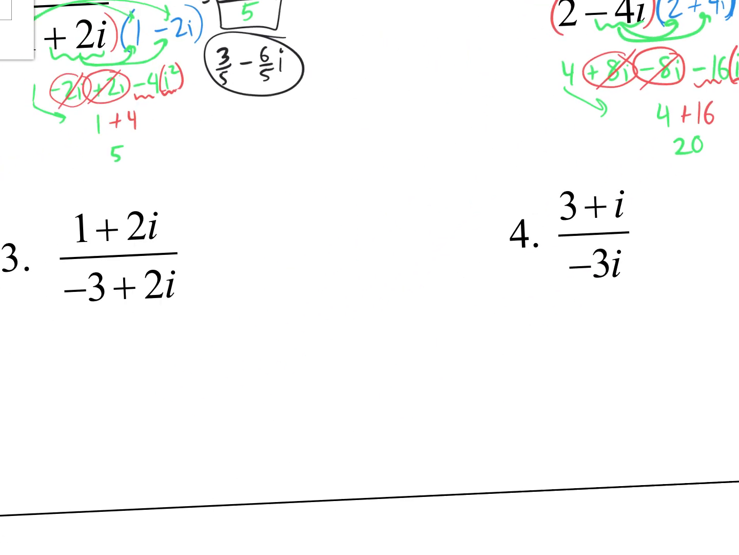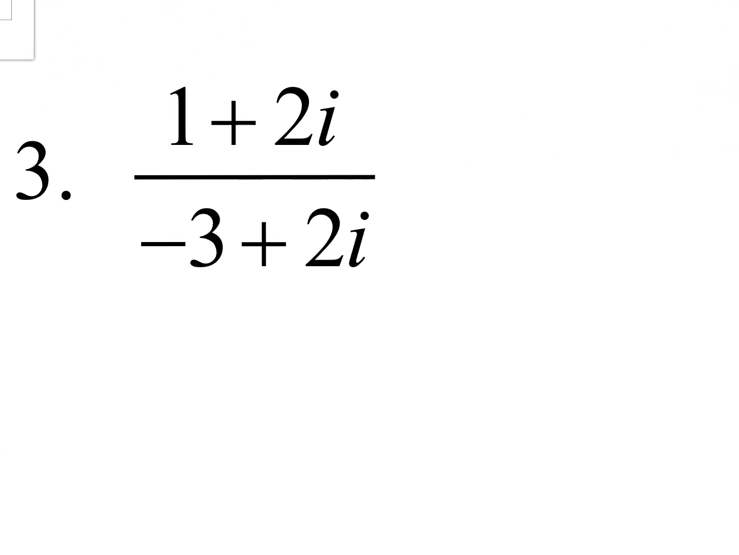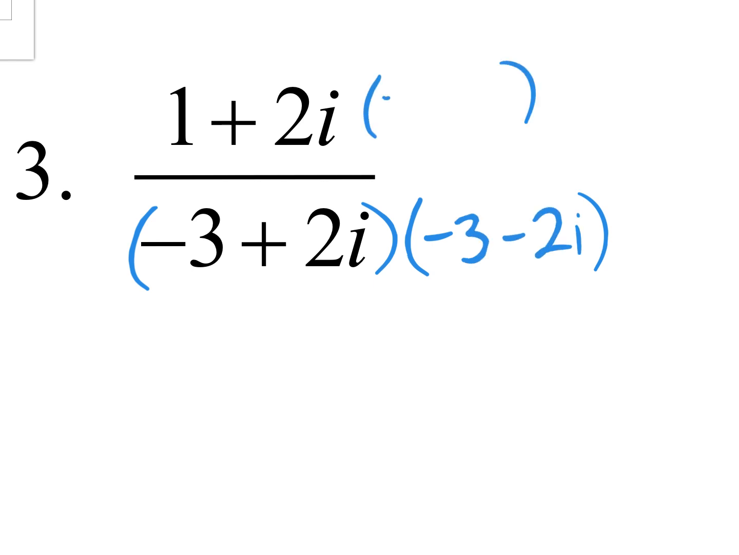Let's move on. How do I get rid of that i in the bottom? Multiply by what? The conjugate. What's the conjugate? That's right, -3 minus 2i. Now you're going to do the same thing to the top, -3 minus 2i. However, the top has a binomial. So it's going to be a little bit more challenging than the previous ones.